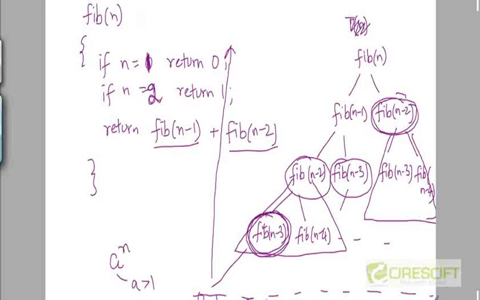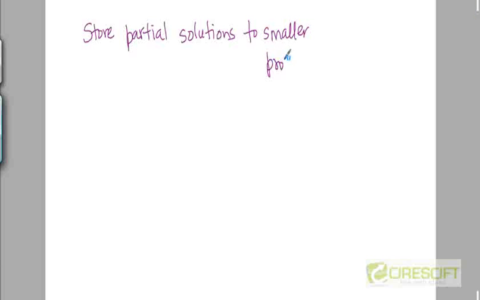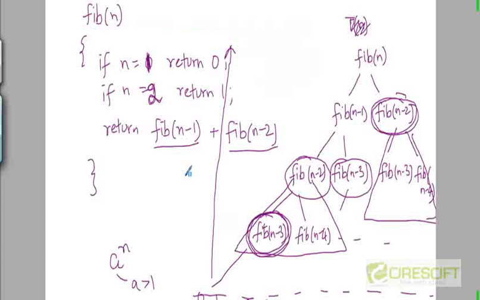A much simpler way to calculate fib of n is to store partial solutions. And that's the idea behind dynamic programming: store partial solutions to smaller problems. I don't know if you've done divide and conquer algorithms, but just as in divide and conquer, in dynamic programming also you divide a larger problem into smaller and smaller subproblems, just like we did over here.